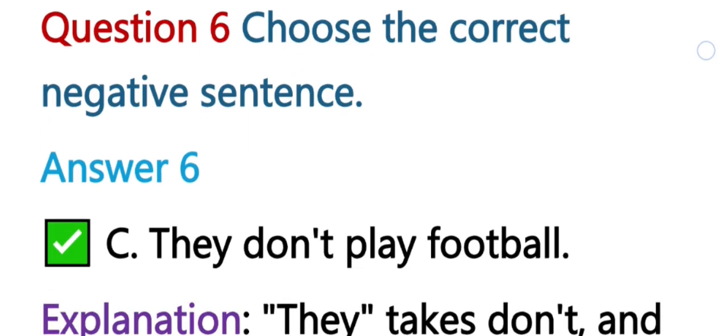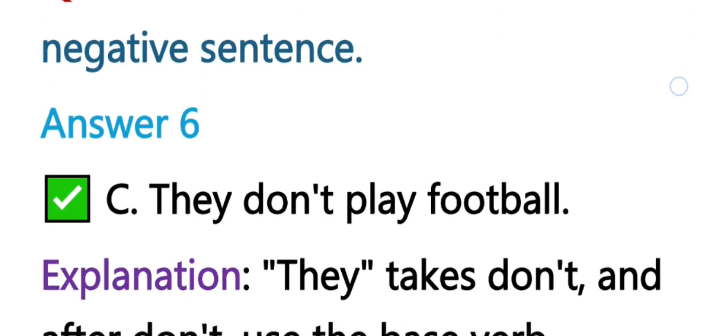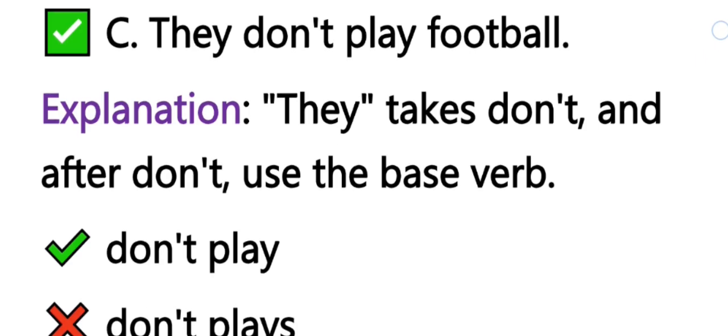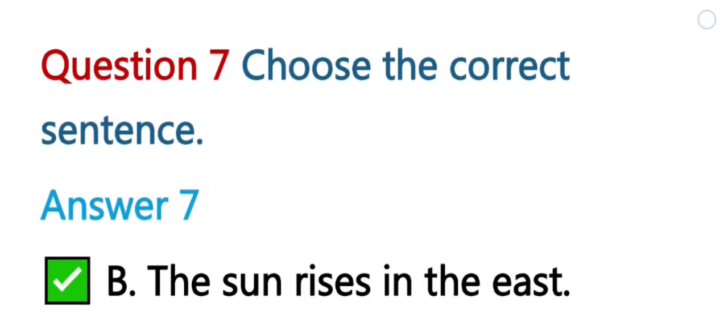Now we'll talk about question 6. Choose the correct negative sentence. Our answer is option C. They don't play football. Over here, they has been written. They takes don't, and after don't, use the base form, which is play and not plays. So don't play will be right and don't plays will be wrong, because with don't we have to use the base form or the first form of the verb, which is play. So correct will be saying they don't play football. That will be the correct sentence structure.